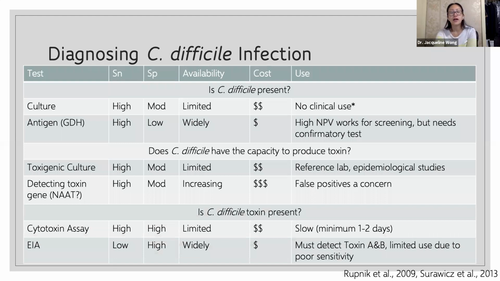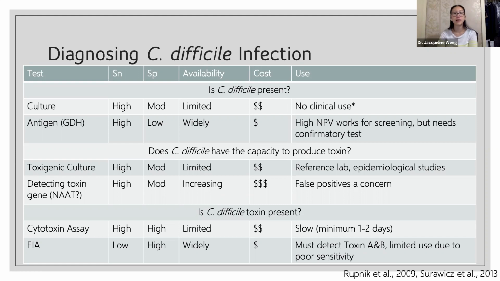And then lastly, some tests look for the presence of C. difficile toxin itself, so not the gene, but the actual toxin. Cytotoxin assays are available with high sensitivity and specificity, but again, these can be more costly and with limited availability. And then on the flip side, enzyme immunoassays were thought to be a very pragmatic approach to diagnosing clinical disease because these assays are more widely available, but the sensitivity can be quite poor. You have to detect both toxin A and B, and so the use has been quite limited.